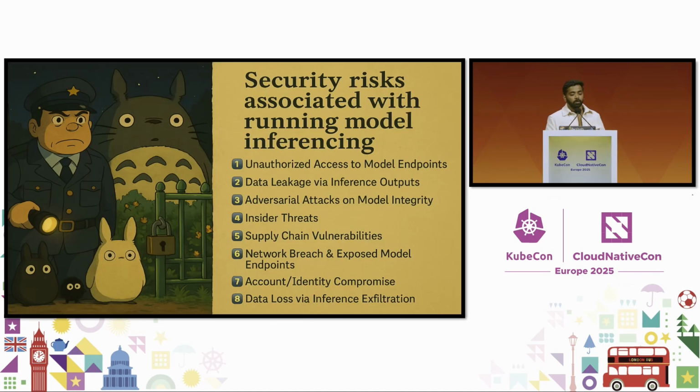So moving forward, what are the security risks associated with your model running and inferencing? First is unauthorized access to model endpoints. This happens when anyone can hit your model APIs, either internally or externally, however you're managing it, without proper authentication. Then there is data leakage via inference output. Then there are adversarial attacks on model integrity. These are prompts designed to confuse or manipulate your models. We say poisoning the models, right?